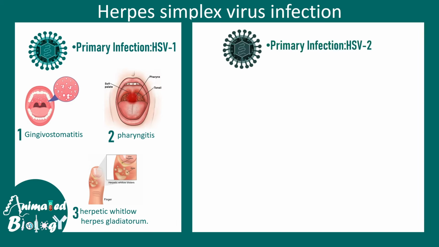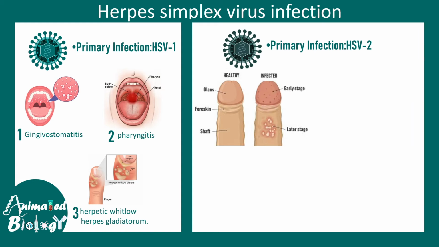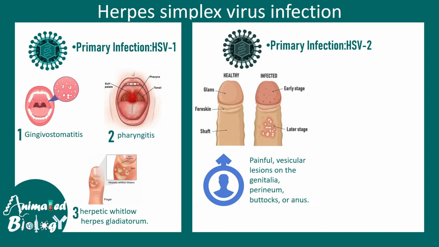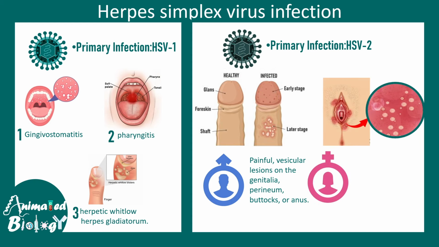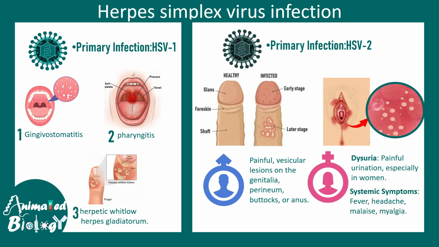Now let's talk about the primary infections caused by HSV2. Generally the genitalia is affected. This is how a healthy penis looks like, and this is how a penis of an infected individual looks like. You can see there are rash-like appearances, which are like blisters, fluid filled, and they are quite itchy. So these are painful as well. They can be found in genitals, buttocks, and anus. Similarly, they can also be found in females around the vaginal region and anal region. And in females, dysuria, that means painful urination, is pretty common. Sometimes there is systemic involvement, including fever, headache, and myalgia.